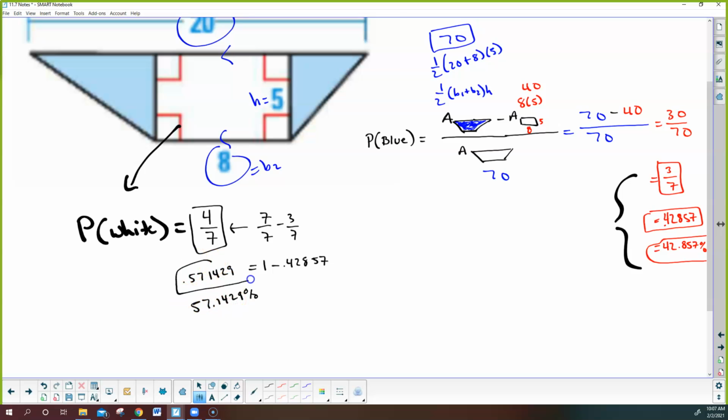But if you have something that's only made up of 2 pieces, white or blue, and you know the probability of 1, then subtracting that answer from the whole will give you the remaining piece. So that's just another way to think of probability. You weren't asked to find the white shaded area probability.